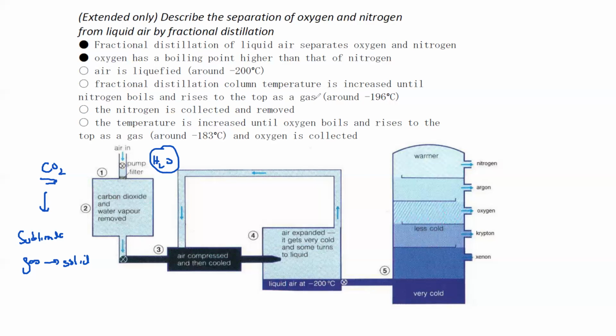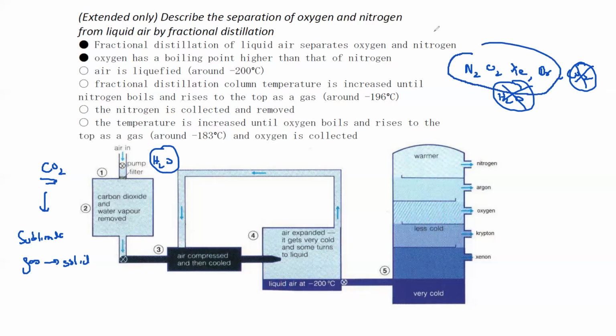So now, in the beginning, air contained nitrogen, oxygen, xenon, argon, krypton, carbon dioxide, and water vapors. But we remove two of them. We remove water vapor and we remove carbon dioxide. Why carbon dioxide? It does not liquefy. And why water? Because it is not constant. The amount of water is not constant in a sample of air. So we have other gases.